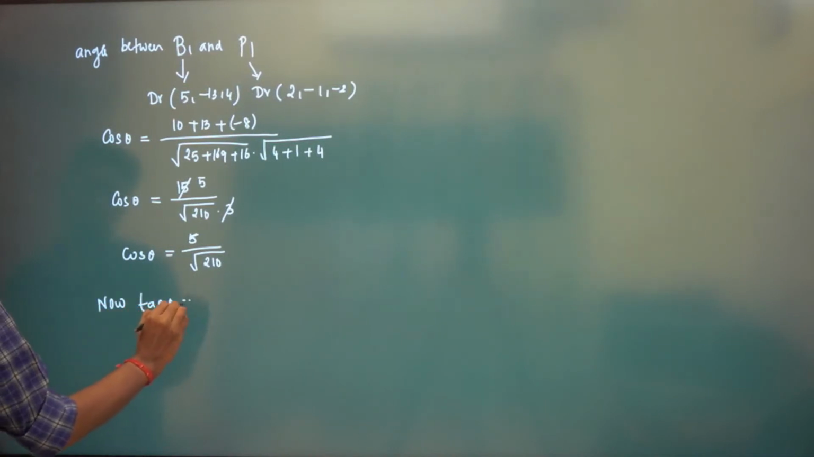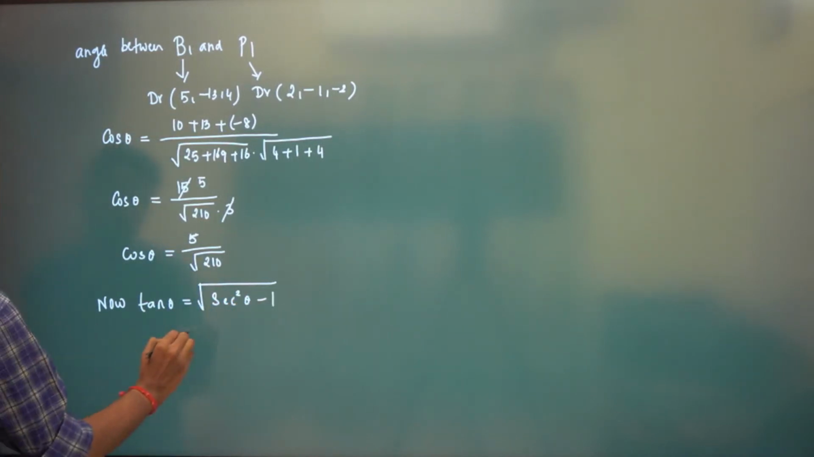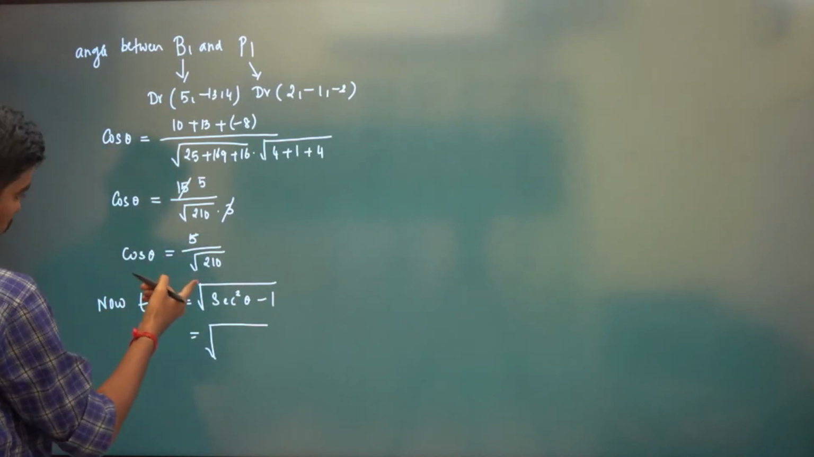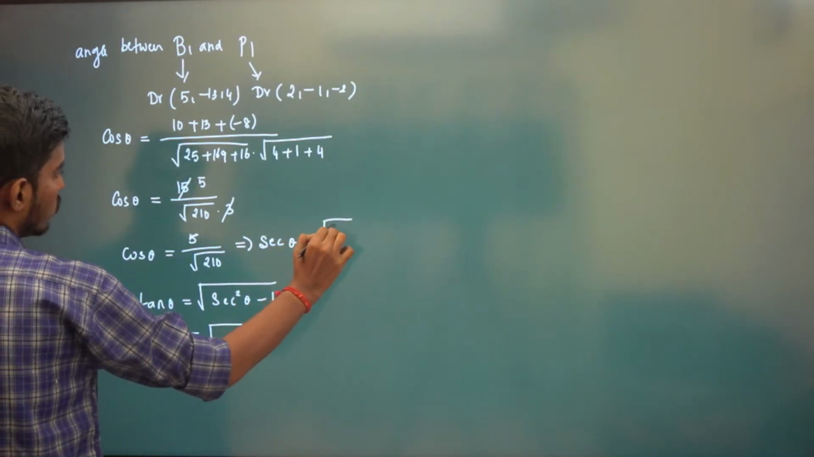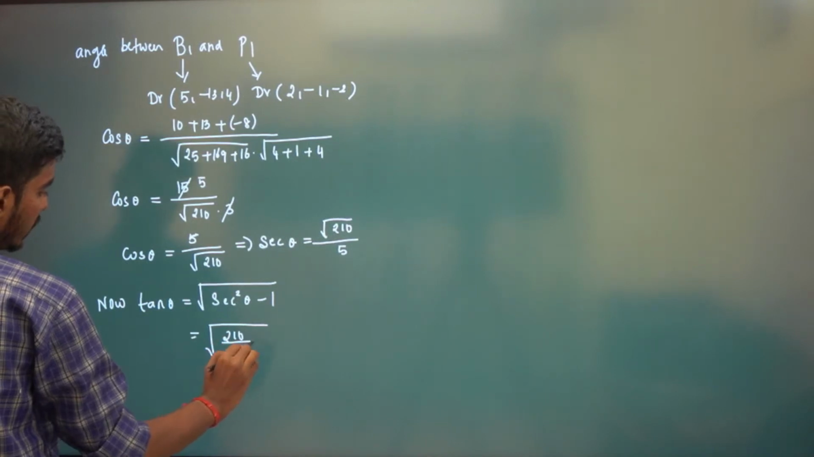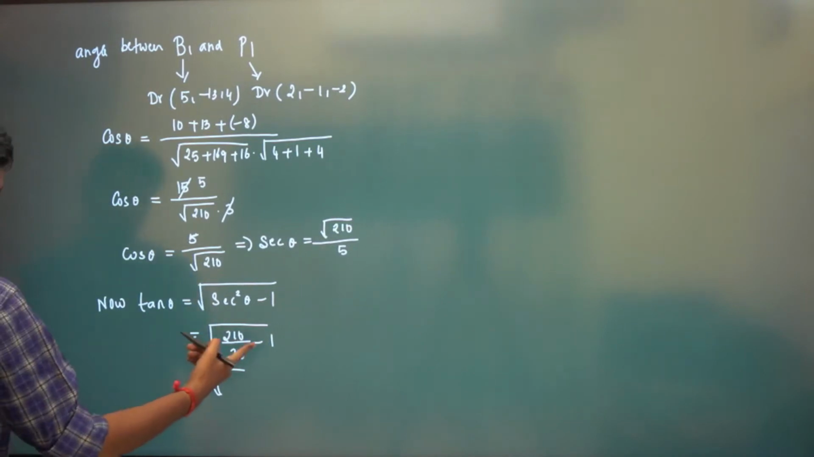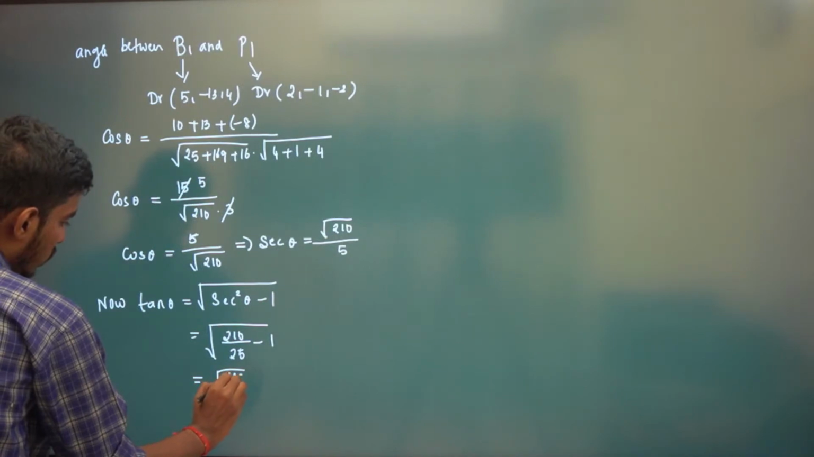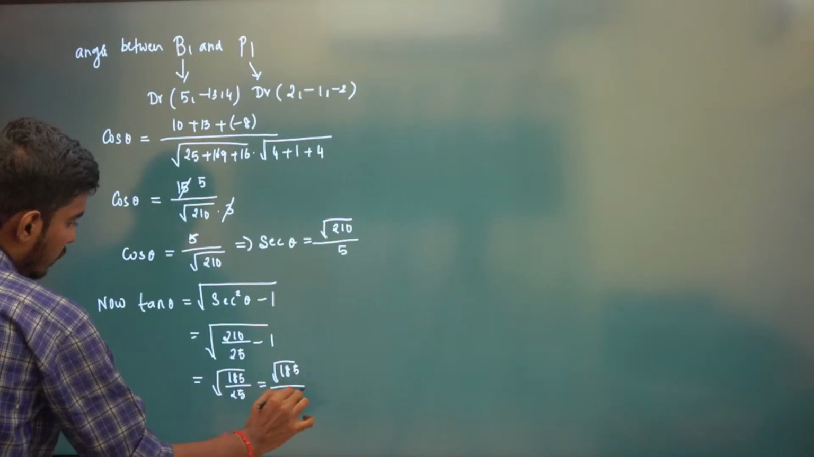Now tan theta is equal to square root of secant square theta minus 1. So this will be square root of, now what is secant square theta? So cos square theta is 25. This implies secant theta is root 210 by 5. Secant square will be 210 by 25 minus 1. So this will be square root of 210 minus 25, which is 185, right? So 185 by 25. So this will be root of 185 by 5.